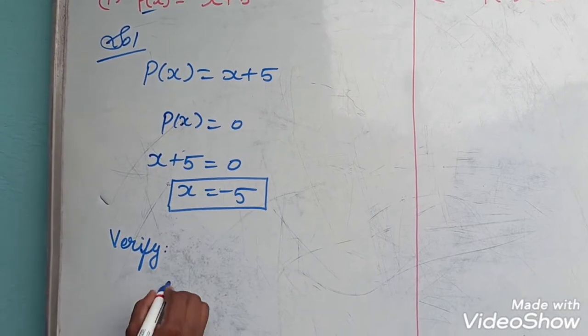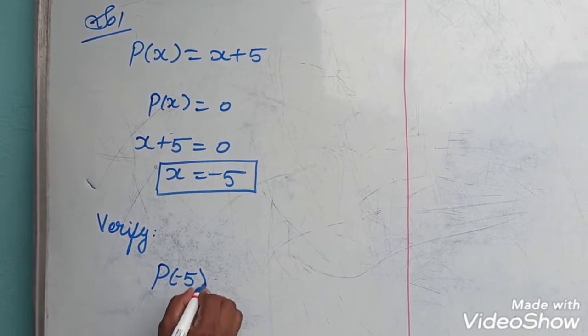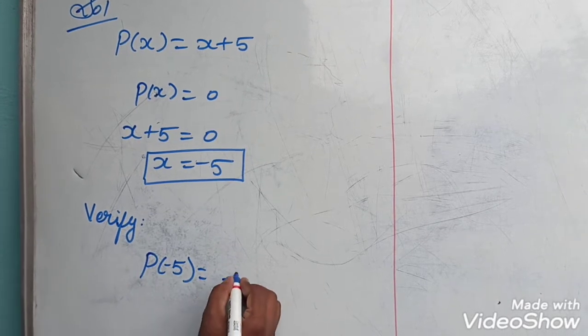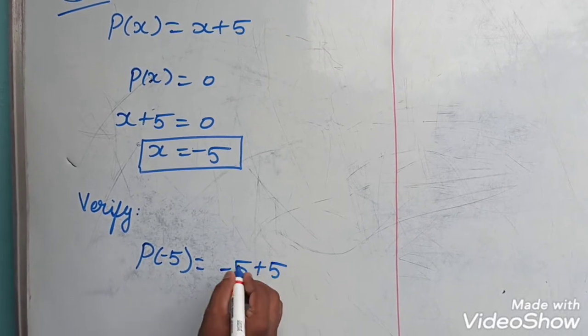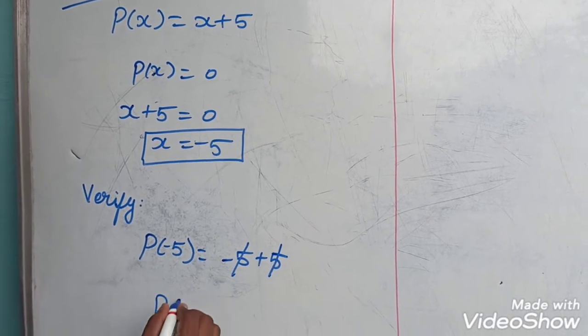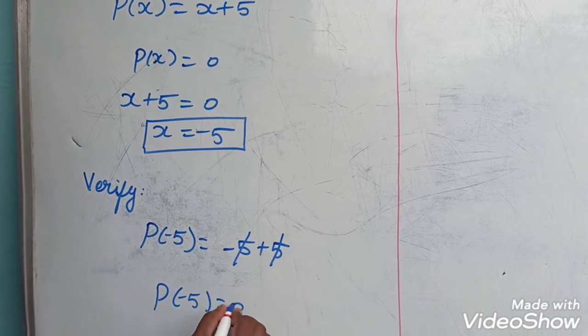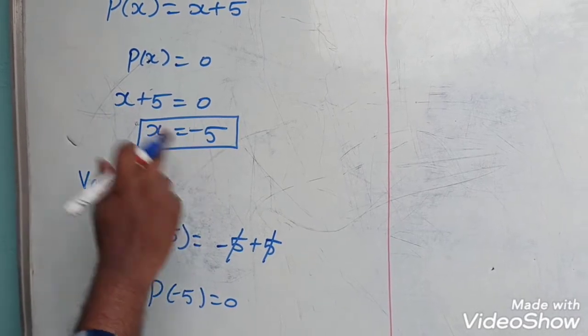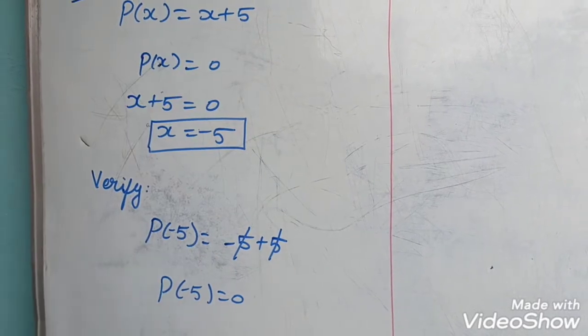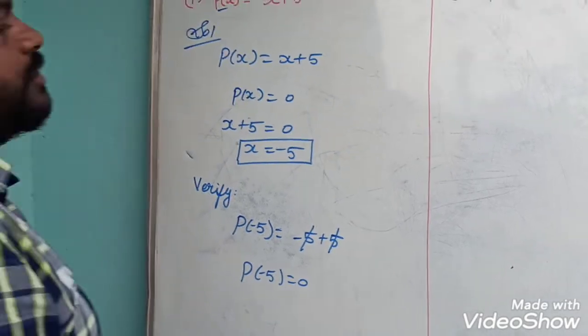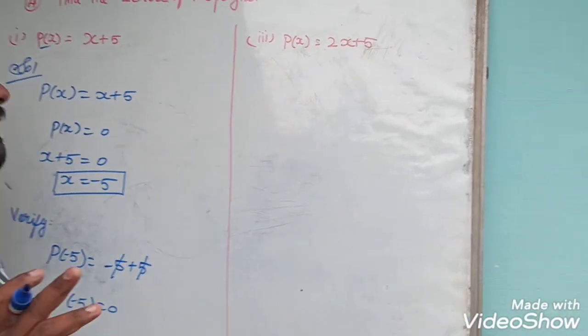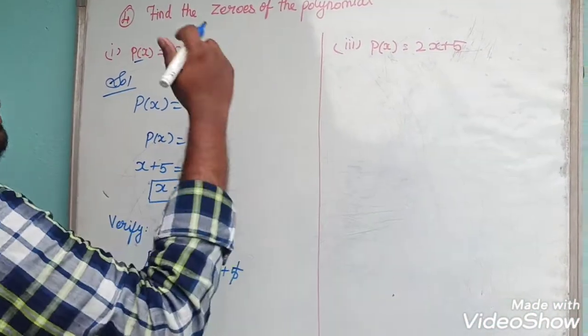Verify. I put minus 5 instead of x, so minus 5 plus 5 will get 0. So P of minus 5 equal to 0. So x equal to minus 5 is the zero of the polynomial. We verified it. Next we move on to question number 3. Question number 2 is to be done as your homework. Now we see question number 3.